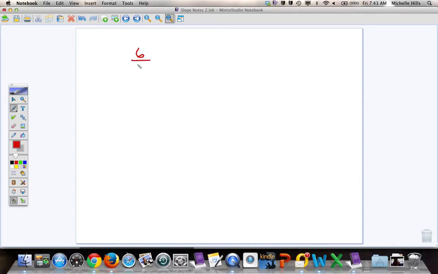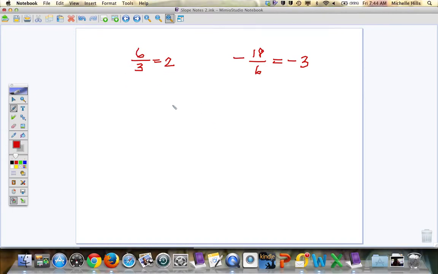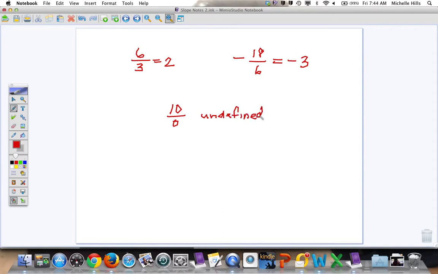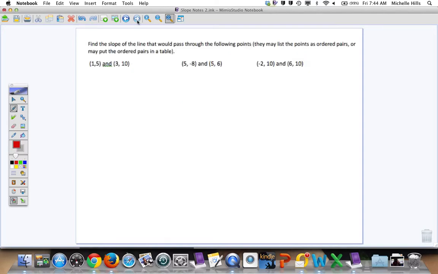if your slope is 6 over 3, write it as 2. 2 is an integer. If it's -18 over 6, write it as -3 because that's an integer, and 6 goes into 18 evenly. If you cannot give your answer as an integer, or in a case where you have an answer that's undefined, give it as undefined. If you cannot give it as an integer, just reduce the fraction but leave it as a fraction.